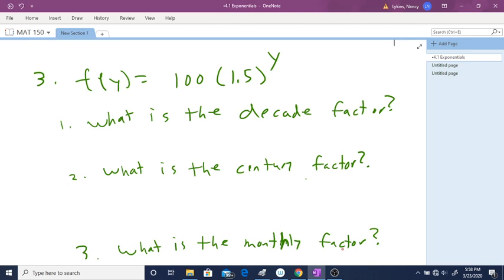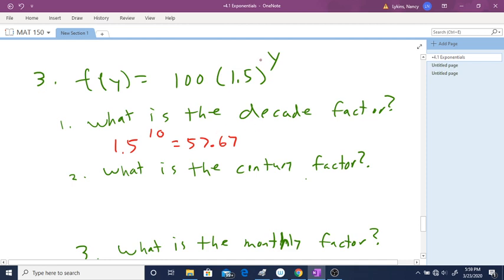Well, I want you to think about this. The initial equation is yearly. So you need to think to yourself, okay, year to decade. I know that there are 10 years in a decade, so I'm going to have to multiply something by 10. So for my decade factor, I'm going to take my 1.5 and raise it to 10 because there are 10 years in a decade. So then I get 57.67. Now make sure you do 1.5 raised to the 10 power. I don't know how many times I've seen students do 1.5 times 10.